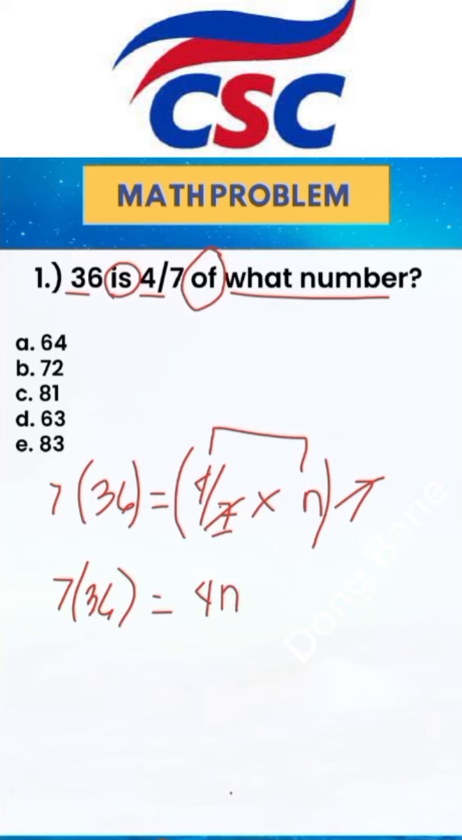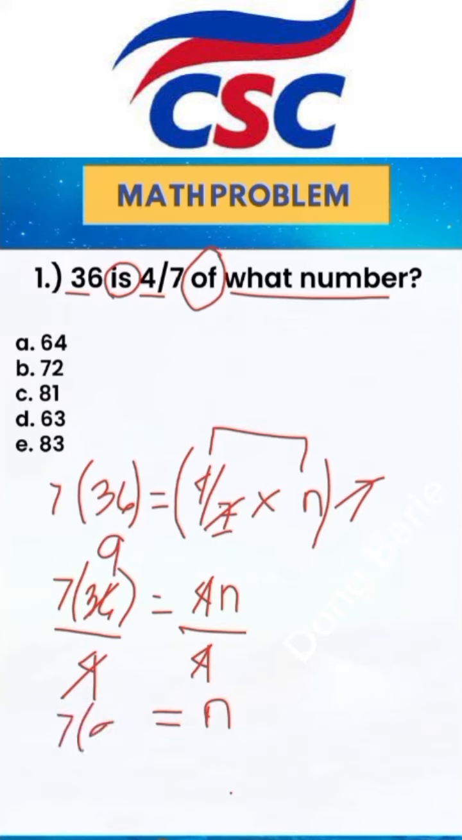Para may 1 po itong n, kasi yan po yung hinahanap natin, i-divide lang po natin both sides ng 4. Okay, so 4. So dito, n, ayan, is equal to, pwede po natin yan i-cancel. So 36, cancel natin yan, magiging 9 dito. Okay, so 7 times 9 is equal to n.